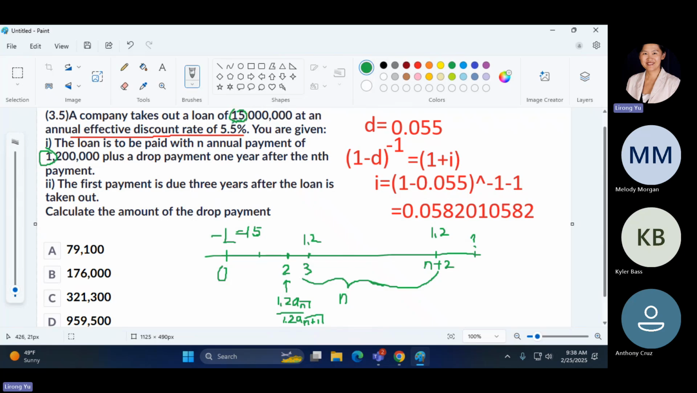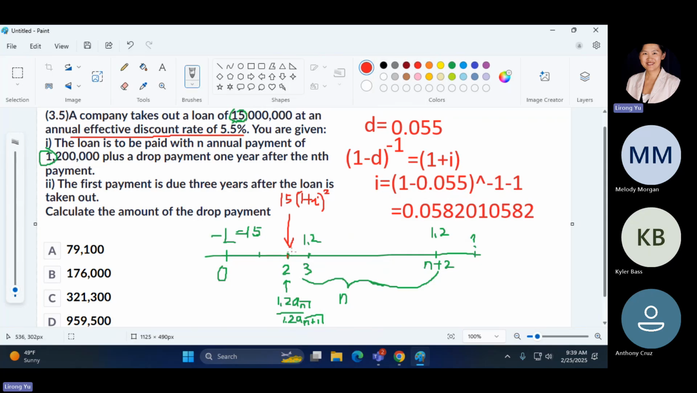We're trying to look for the target total loan amount to be higher than the 1.2 a_n. Actually, not the 15. 15 is at time 0. By the time you reach time 2, it's already 15 times (1 plus i) to the power 2, because you have to consider the interest rate. This is a deferred payment, deferred for a 3-time period. So at time 2, your total loan balance is now 15 times 1.5 to the power 2.